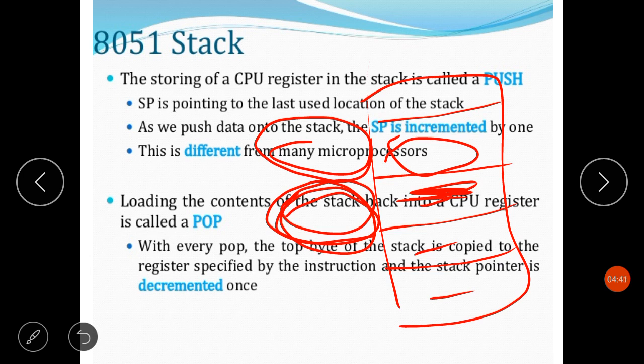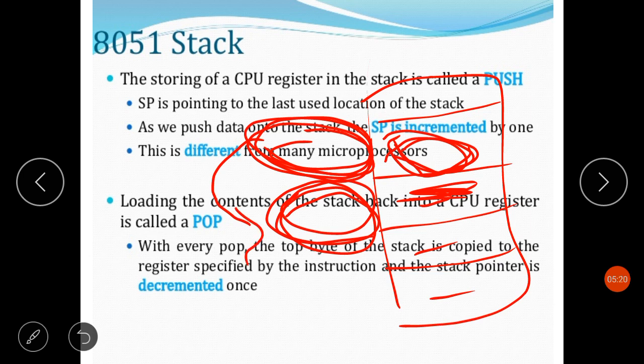Now what will happen when data is retrieved from the stack? Suppose this is the data and I want to retrieve it from the stack. The byte, because it is a byte location, is read from the stack where the stack pointer is recently pointing. That data will be retrieved from the stack memory, and the stack pointer will get decremented by 1 to point to the next available byte of the stored data.